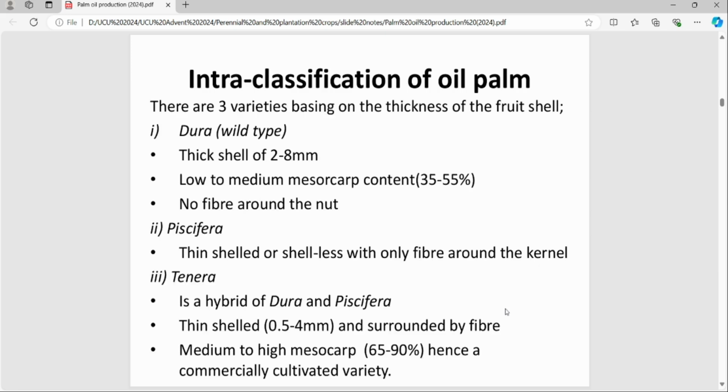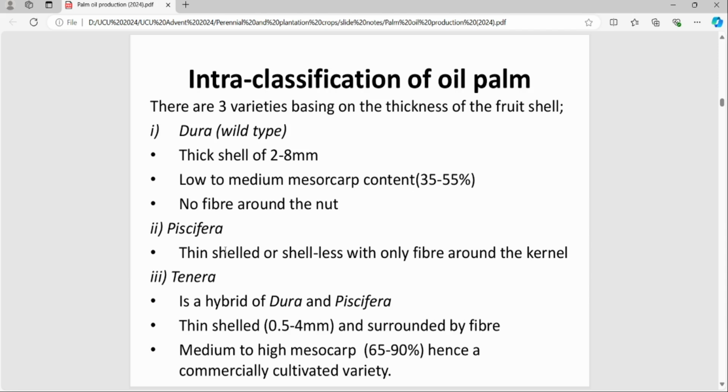Now let's look at the classification of oil palm. There are three varieties that are known based on the thickness of the fruit shell. Now we have what we call the Dura, which is the wild type. It has a thick shell of 2 to 8 millimeters. It has low to medium mesocarp content between 35 to 55%. It has no fiber around the nut.